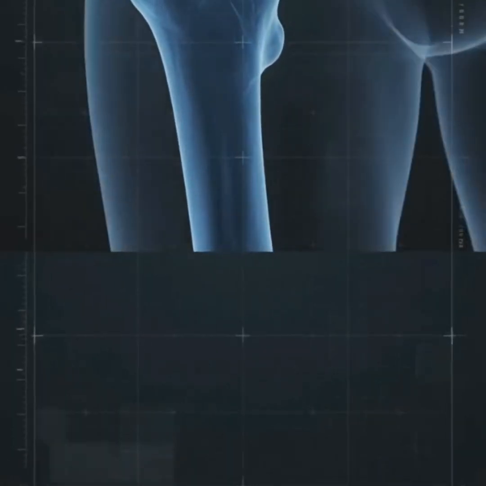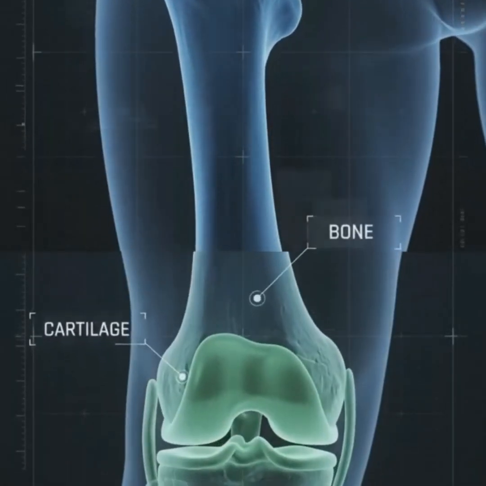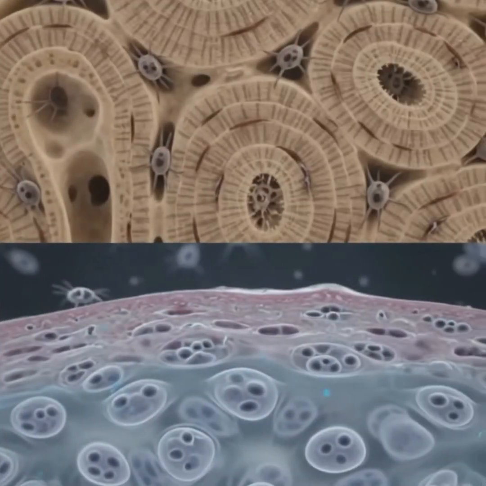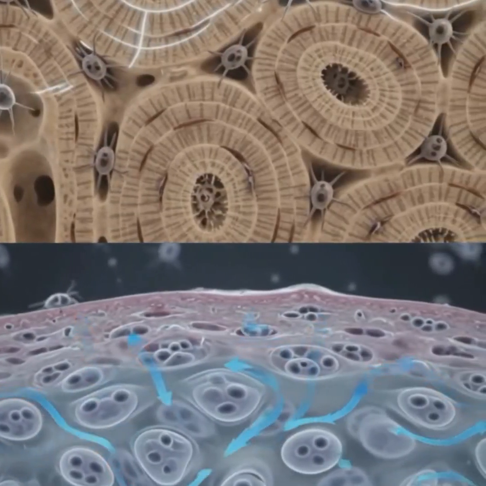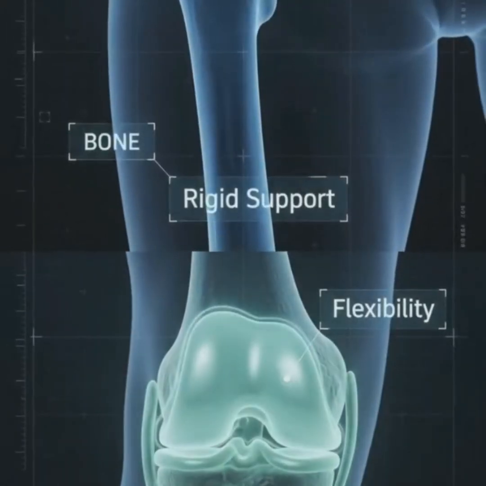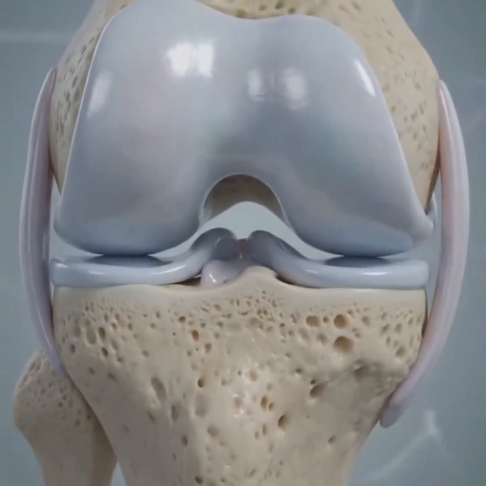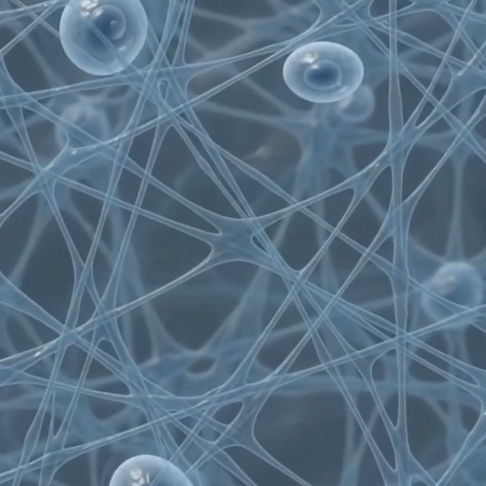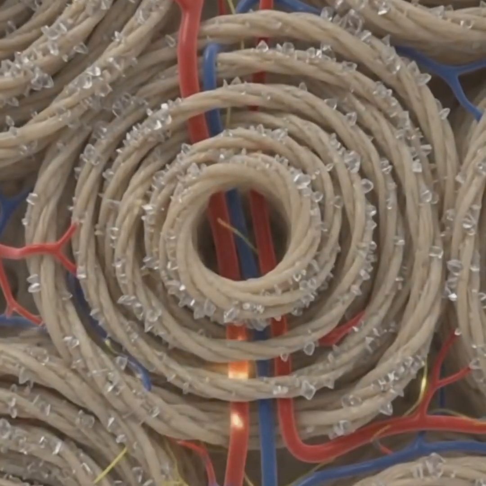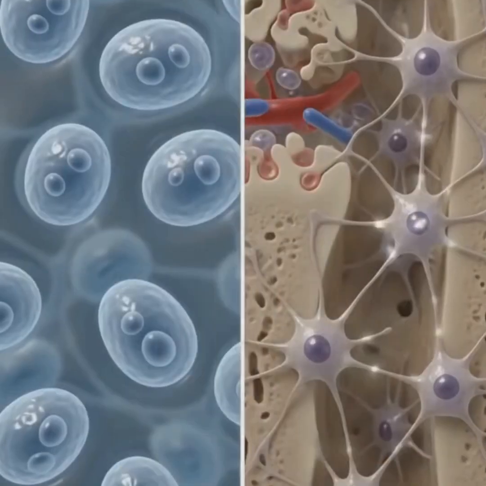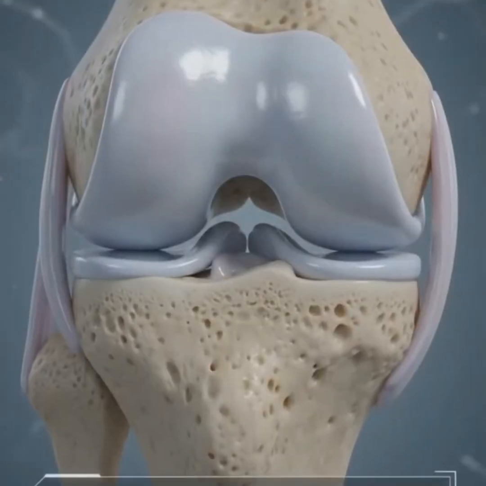Bone and cartilage are fundamentally different. Their structures determine how they function. Bone is rigid and calcified for support. Cartilage is flexible for shock absorption. Let's compare cartilage and bone. Cartilage is avascular and highly hydrated. Bone is highly vascularized and mineralized. Only bone has direct cell communication.